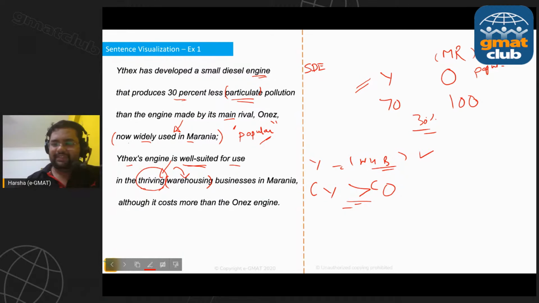Great. What do you know about Once's engine? Once's is the main rival that's given to us. The Vitex engine is costlier, that's also given to us. And Once's is currently the popular choice, at least one of the popular choices. It's widely used in Marania, that's also given to us. We are also given that this Vitex engine is pretty well suited for certain flourishing, thriving warehousing businesses in Marania. This is my overall understanding of this.